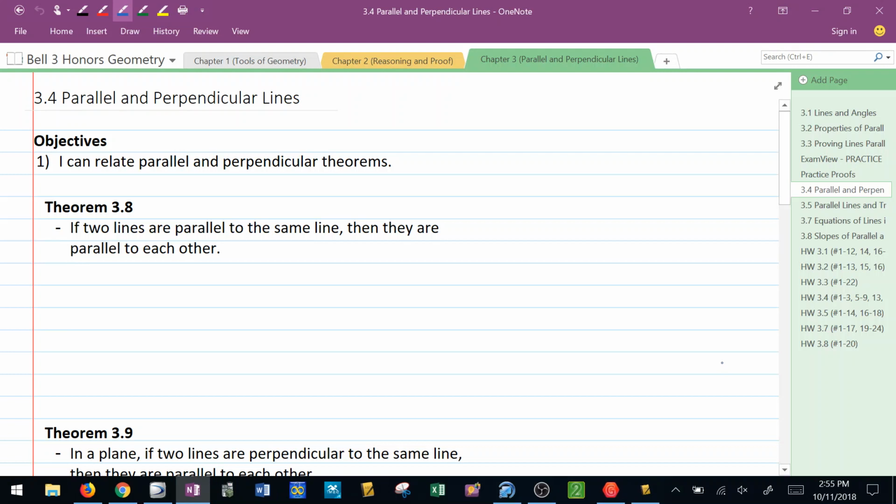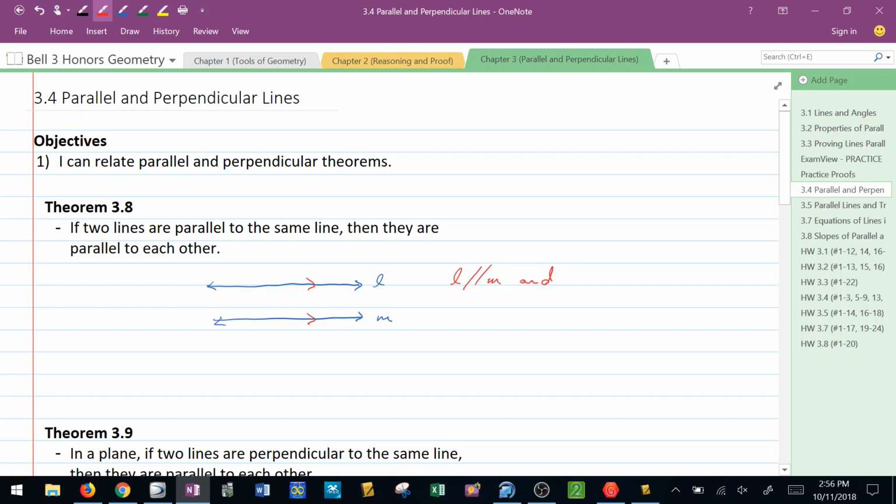Okay? So the first theorem that we have is Theorem 3.8. It says if two lines are parallel to the same line, then they must be parallel to each other. So here's what it's saying. You've got two lines. Let's say we have line L and line M. And we know that line L is parallel to line M. L is parallel to M.